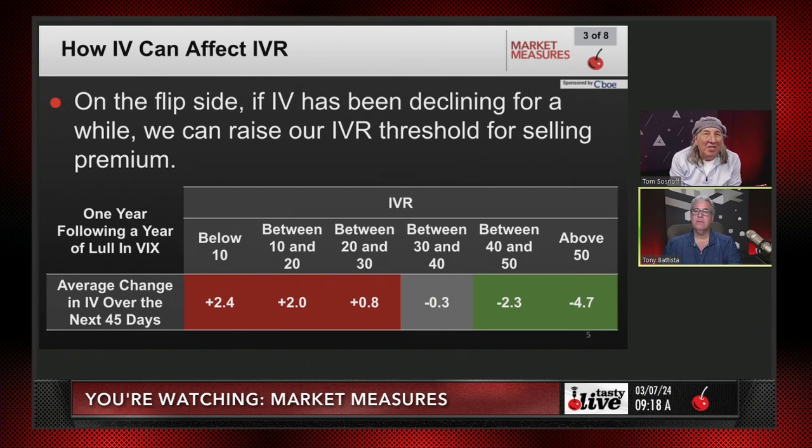So if implied volatility has been declining for a long time, like the last year, we can raise our IVR threshold for selling premium. We looked at the statistics one year following a lull in the VIX, which is what we've had now. Looking at the average change in implied volatility over the next 45 days, when you compare IVR between 30 and 40, between 40 and 50, and over 50, it's basically the same. It takes into account the fact that you essentially have to raise those IVR thresholds if you're selling premium, because it's a little bit artificial. That's what we're seeing right now too. It's an example.